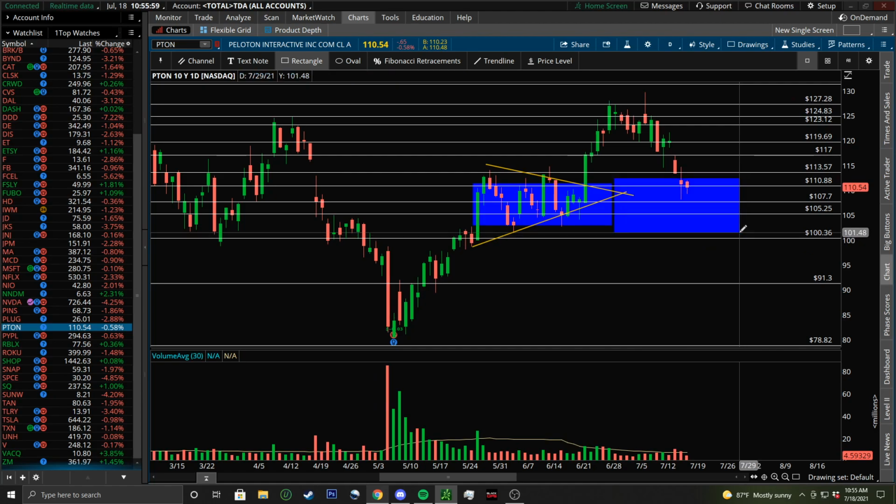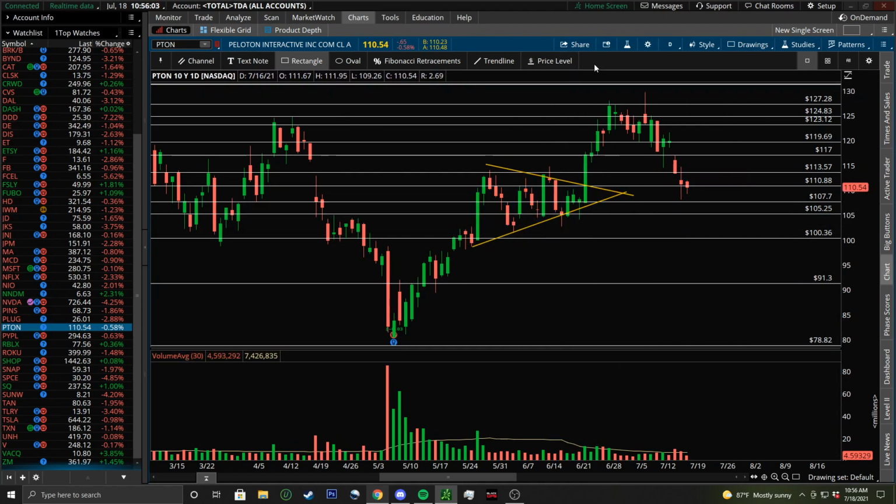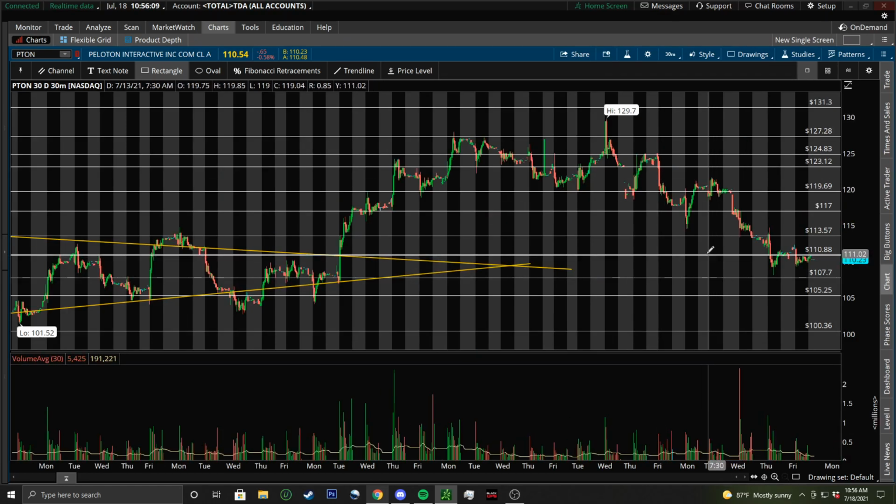So are we looking for a support catch? Are we looking for further retracement? We have to see right here. That's where we're at. We're at a 50-50 again for PTON on that. But those are the two probabilities that we're looking for. Let's look at the 30 minute to create a trade plan.